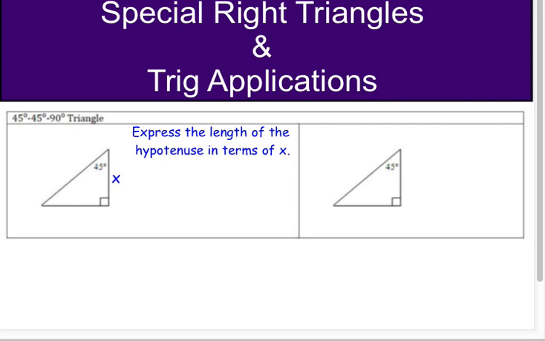If I look at this, I want to express the length of the hypotenuse in terms of x. Well, I use the fact that all the angles in a triangle have to add to 180. I know this is a 90 degree angle, and this is 45. 180 minus 90 minus 45 is going to give me 45. So the other angle needs to be a 45-degree angle. Since my two angles are the same, I know that I have an isosceles triangle.